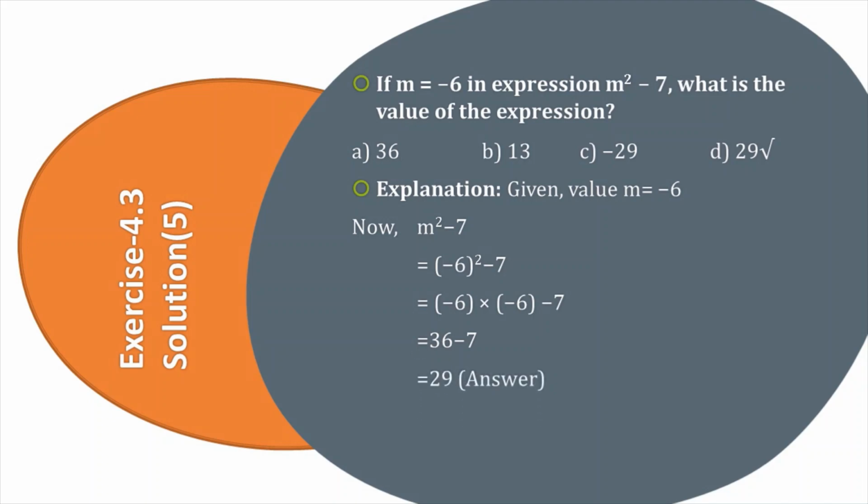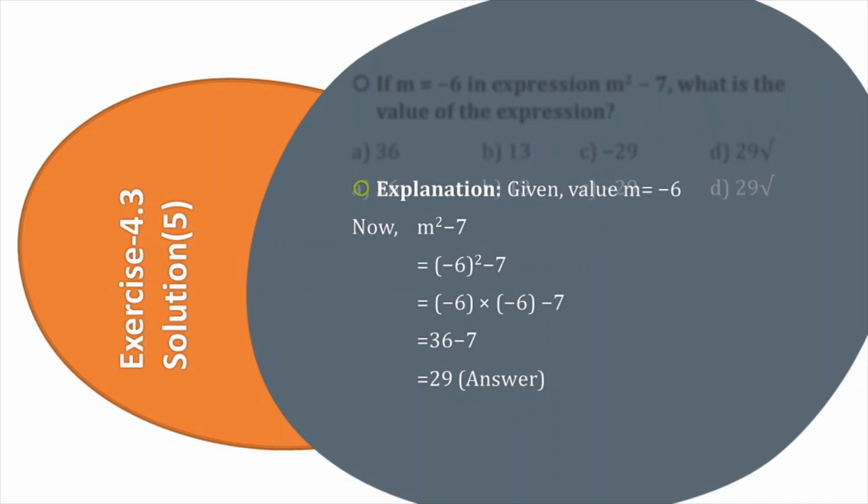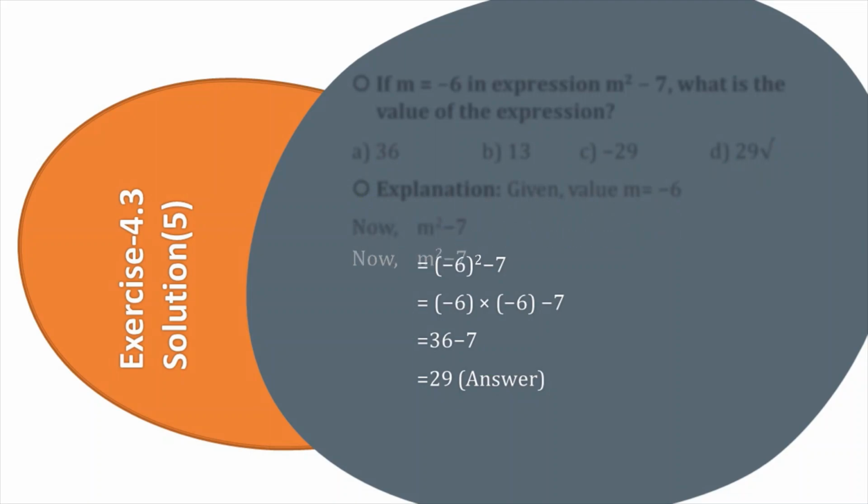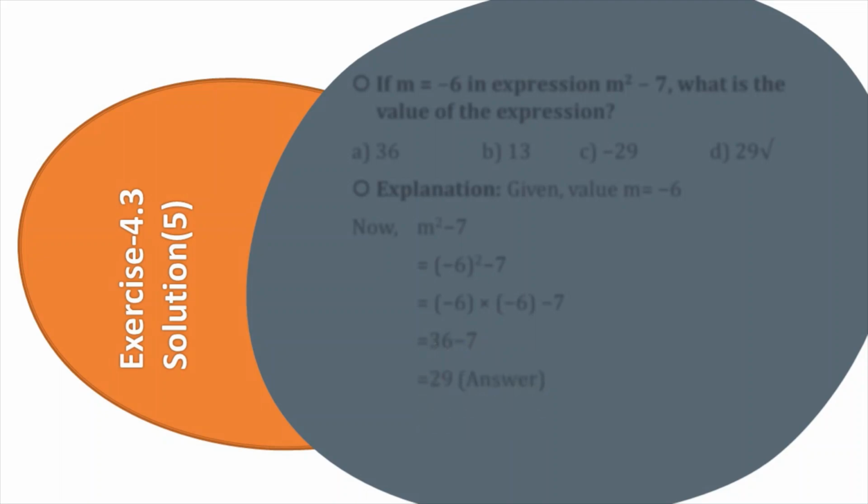After that, if we subtract 7 from 36, 29 is the desired answer, my dear. So this is solution number 5. The answer is 29, and you can see the explanation. If we put the value of m in m square minus 7, we get the result 29.